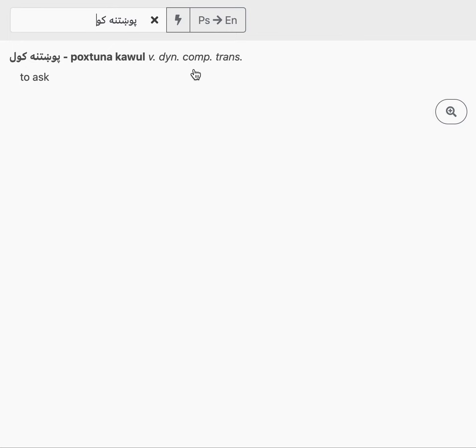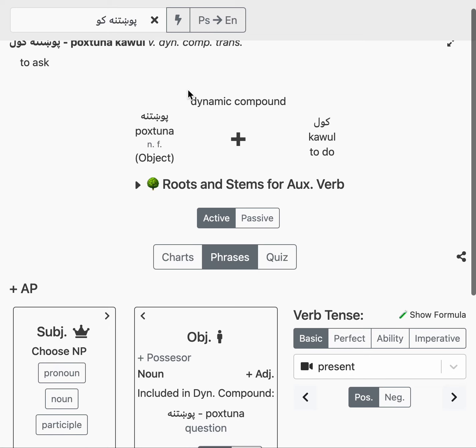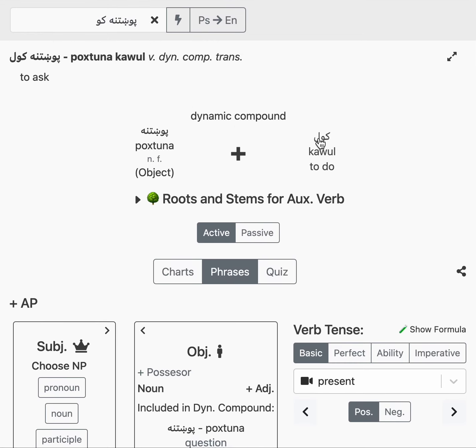So what is a dynamic compound? Let's look inside. So a dynamic compound is, in this case, a combination of an auxiliary verb here, kawal, and puchtana. So dynamic compounds, you'll notice down here it says object. So a dynamic compound is a verb that talks about doing or performing some sort of action, hence why it's called dynamic. And it always brings its own object. You see this? So here we have kawil, and we have a to do what? To do a question.